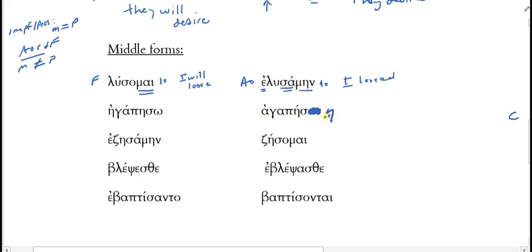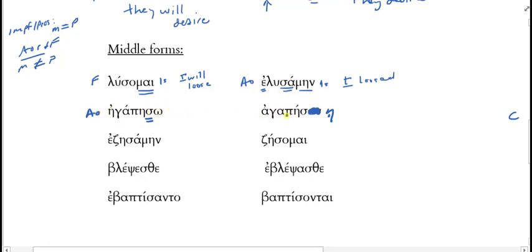All right? With an eta and an iota subscript. So what's the difference between these two? One's future, one's aorist. Here, this is from agapao. I have the alpha lengthened into an eta. This is clearly an augment. And then that looks like just a future tense sigma, though. And so if I have what looks like a future tense sigma, but I have augmentation, it can't be future. This has got to be a first aorist form.